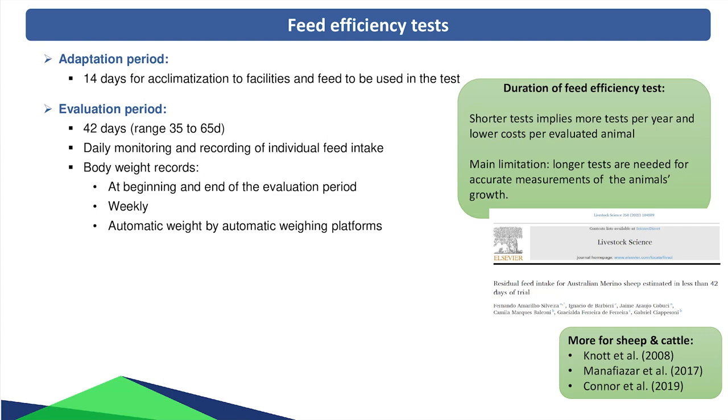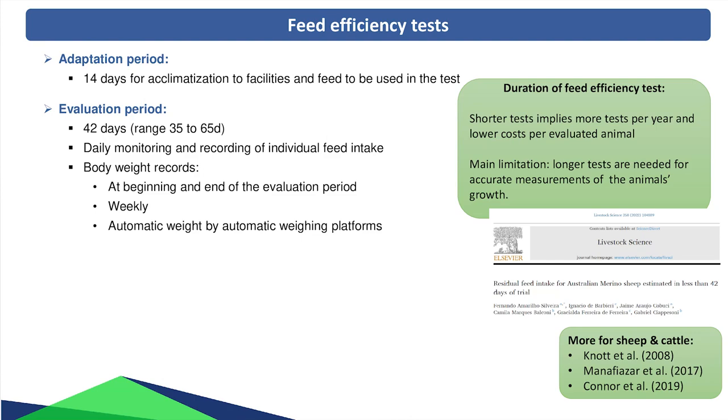But the main limitation for shorter tests is the fact that you don't have accurate measurements of growth. It's easier to have faster adaptation to diets, so you can see that the intake curve of the animals stabilizes quite fast, but you need more time for that feed intake to be expressed in different growth rates. And there have been many tests, one of them developed by Fernando Amarillo in Uruguay, but there are many traditional ones. They differ for dairy cattle, beef cattle, and others, in sheep too.